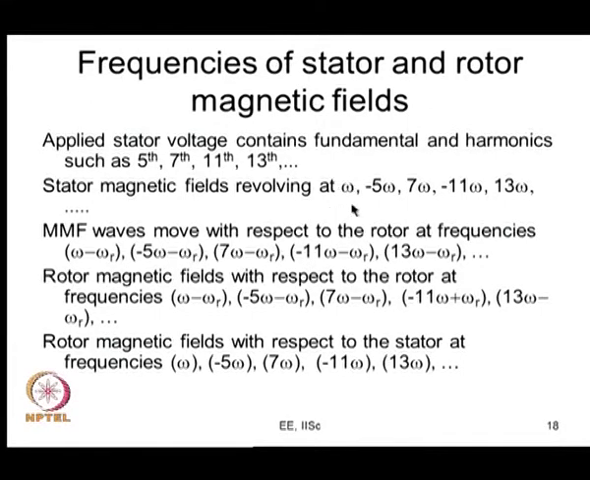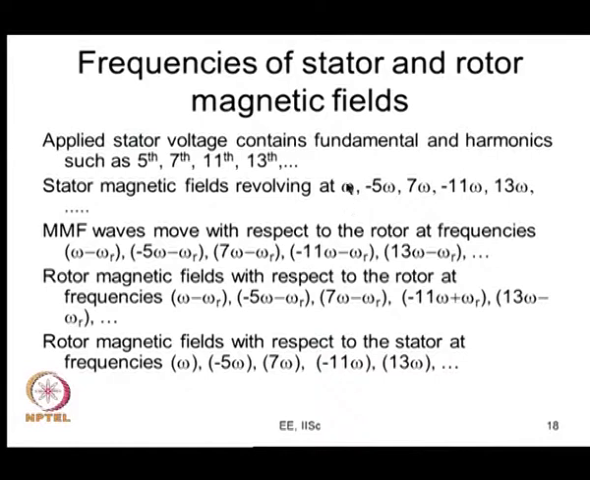So, this fundamental magnetic field and the 5th harmonic magnetic field interact to produce 6th harmonic torque. In the same way, the fundamental magnetic field and the 7th harmonic rotor magnetic field interact to produce the 6th harmonic torque. Because again, when you look at these two fields, the angle between them changes, and it changes at 6 times the fundamental frequency.